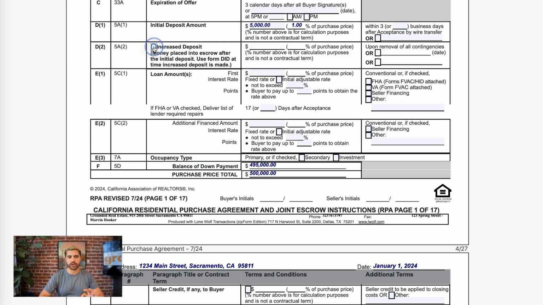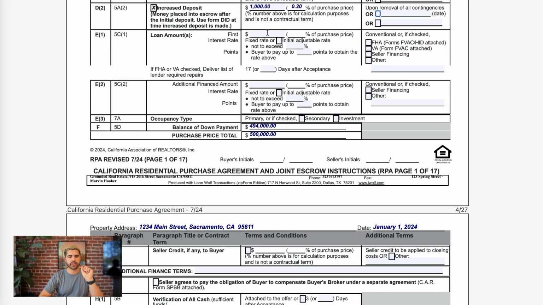So we would just check that box and add an amount of money there, or just put an example. And then moving down, we have our loan amount. So at $500,000, let's say you're putting 20% down. That means your loan amount would be $400,000, 80% of the purchase price, meaning you're putting $100,000 down.